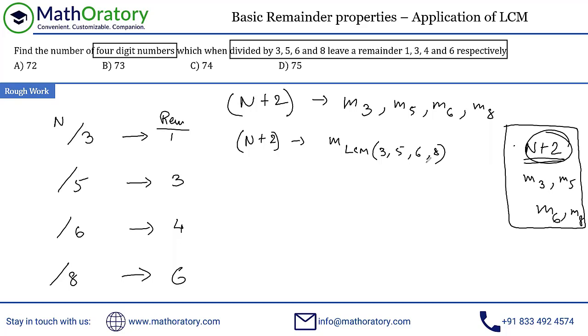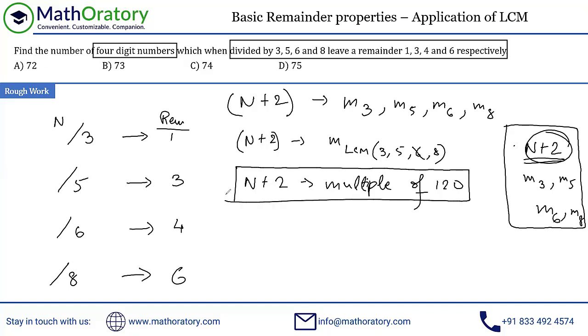Now, you should be able to understand one thing here. I'm ignoring this 6 when I'm calculating the LCM, because if it is a multiple of 3 and a multiple of 8, it automatically becomes a multiple of 6, right? And since 3, 5, 8 are all mutually co-prime, I can just multiply 3, 5, 8. So 3 into 5 into 8 is 120, 8 into 5 is 40 into 3. So effectively what we know is n plus 2 should be a multiple of 120.